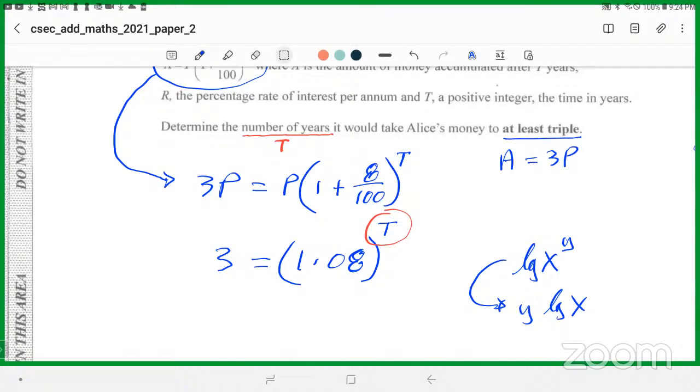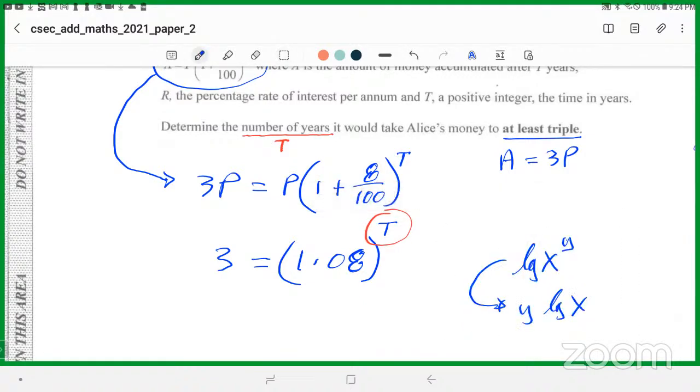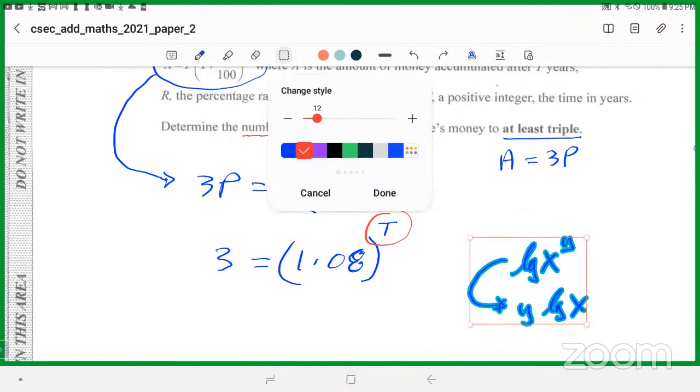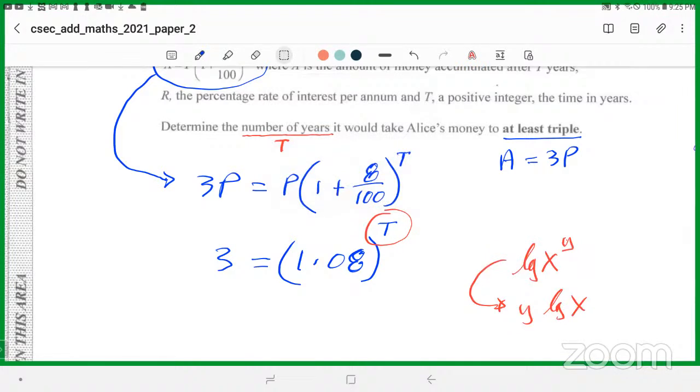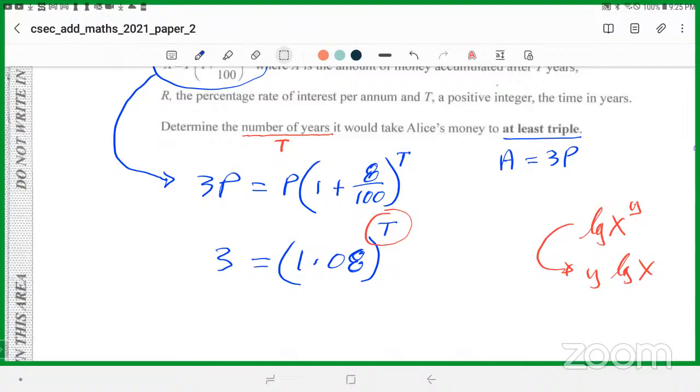Let me change this color to red. Right, so you have to know these laws. And that's why we take logs when the thing that we want to find is in the power.